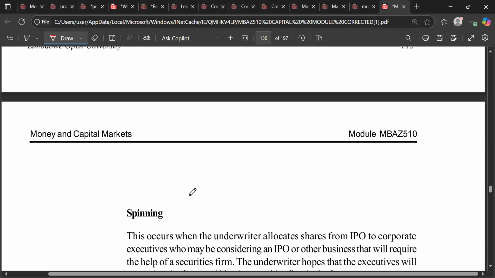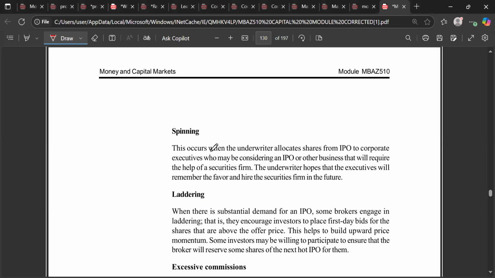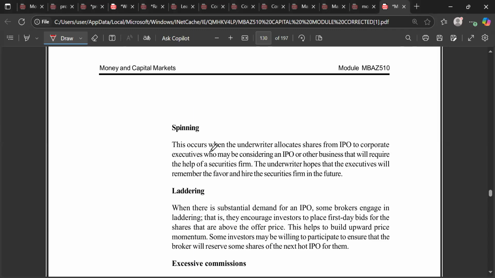Now, what are the abuses that you may face in an IPO? In an IPO market, the common abuses are just three. Firstly, you may face spinning. What is spinning? This is where you allocate IPO shares to executives as a favor. As an underwriter, you allocate shares from the IPO to corporate executives, who may in turn bring you future business.